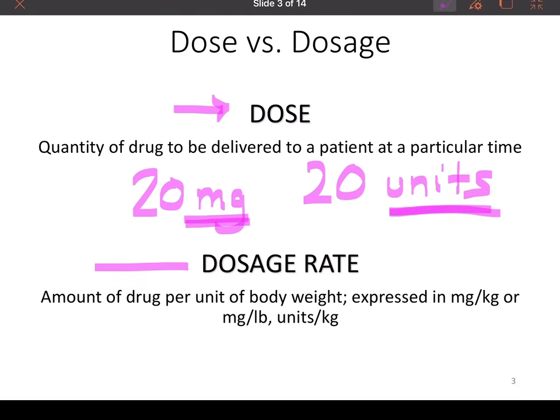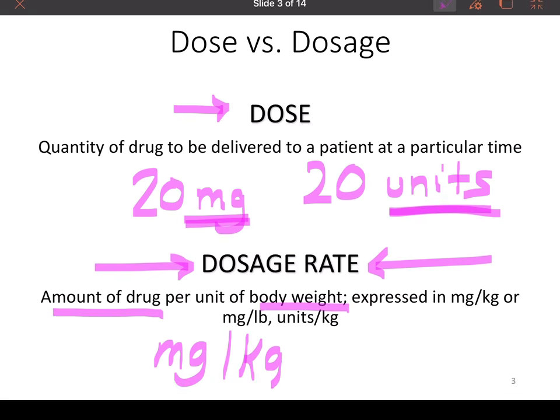A dosage rate, however, this is something we don't have to calculate. A dosage rate is going to be given either in the veterinarian's orders, or it may be found on the drug label itself, or we can look it up in a drug formulary such as Plumb's. This is the amount of drug per unit of body weight, and you'll often see it expressed as mgs per kilogram. This is probably the most common way it's expressed. Sometimes you'll see it as mgs per pound. Other times it's units per kilogram. And again, this is not something that we have to calculate.